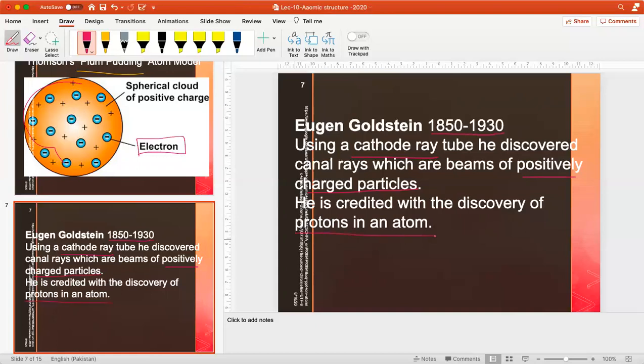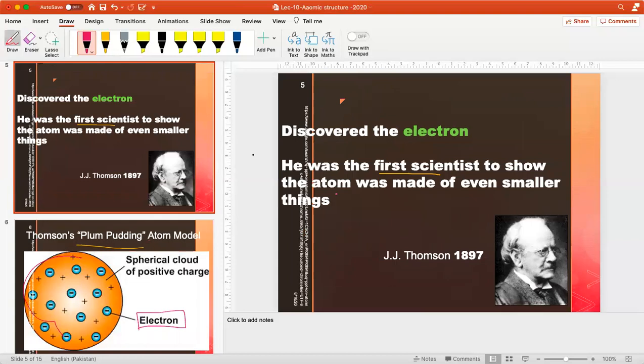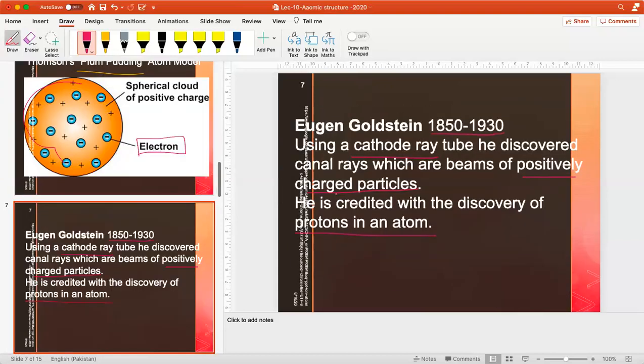So positively charged. If we go back to the previous slide, there the negative charge was identified, okay, and it was identified by Thomson in the year 1897. So then we move to 1850 to 1930, where Eugen Goldstein was also working, and ultimately he discovered the proton.